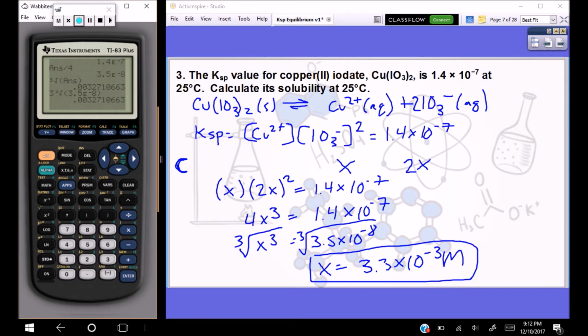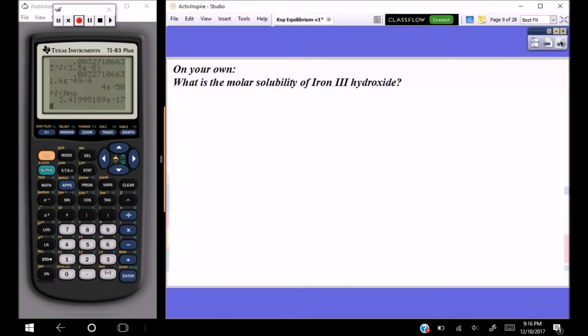Okay. So iron 3 hydroxide. What is the molar solubility for iron 3 hydroxide? Now I will give you the KSP that I used before you start solving. The one I had, and it may differ from your table, I had a KSP equal to 1.8 times 10 to the negative 15th. So use that to solve your problem. Good luck.